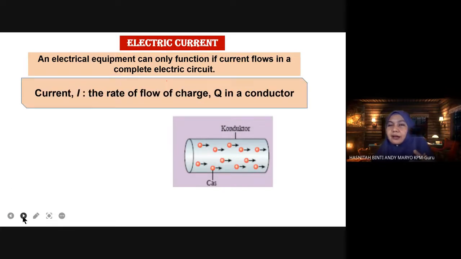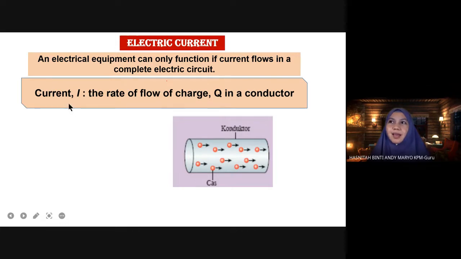Okay, so now let us take a look at the next part. Current. This is what is meant by current. What is current, students? It is defined as the rate of flow of charge. The keywords are rate, flow, charge. If they ask you what is meant by current, state the definition for current: rate of flow of charge, in a conductor. If you didn't write that, also no problem.